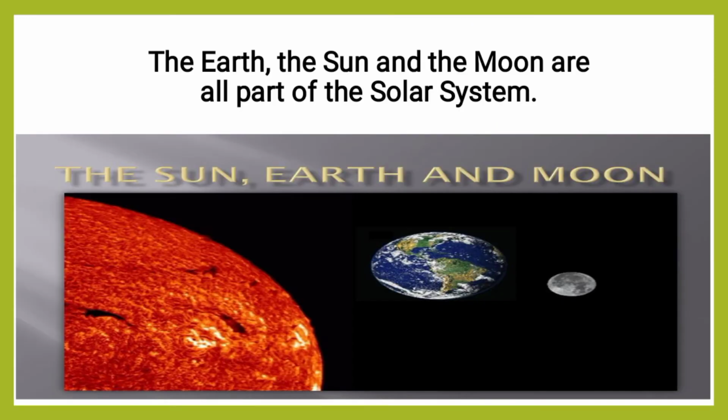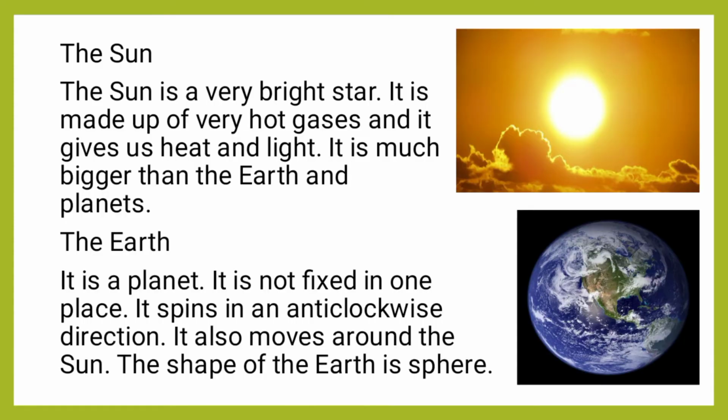The Earth, the Sun, and the Moon are all part of the solar system. You can see in this picture the Earth is moving around the Sun and the Moon is moving around the Earth. The Sun is a very bright star. It is made up of very hot gases and it gives us heat and light. It is much bigger than the Earth and planets.